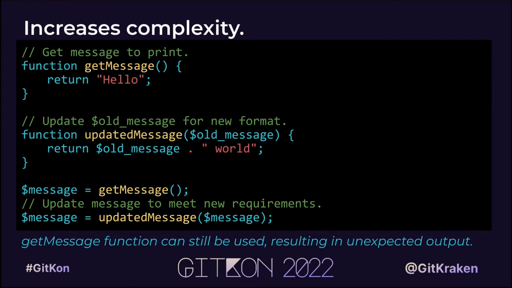And then there's another function added called updatedMessage that adds the word world to it. And it seems at the end of this code example that you really care about the updated message. But instead of getting rid of getMessage or refactoring it, that function is being pumped into the other function. And this is overly complex for what it needs to do. Again, this is just a simple example of what complexity obsolete code can add.